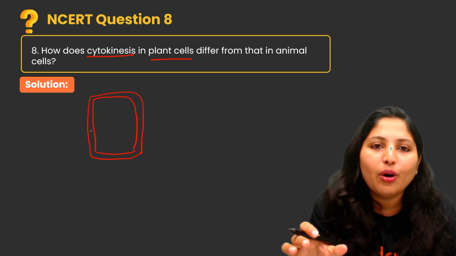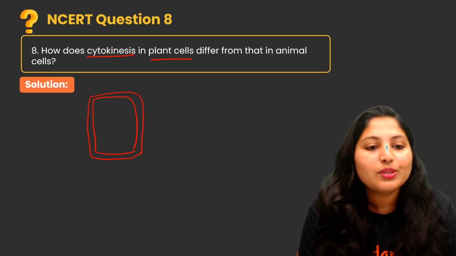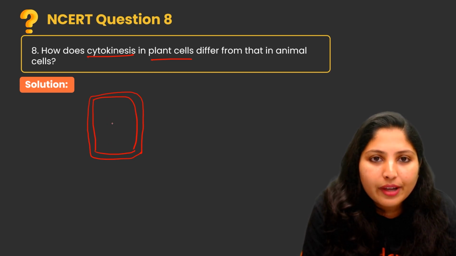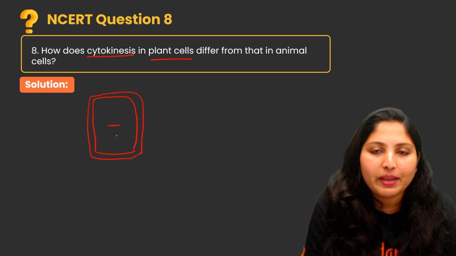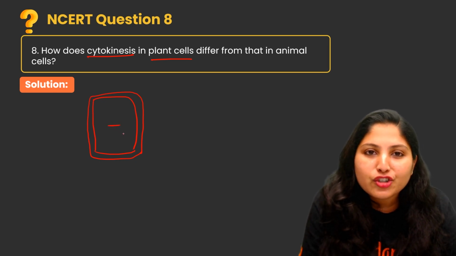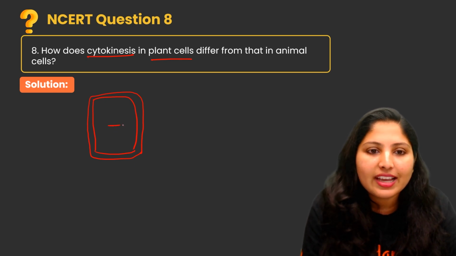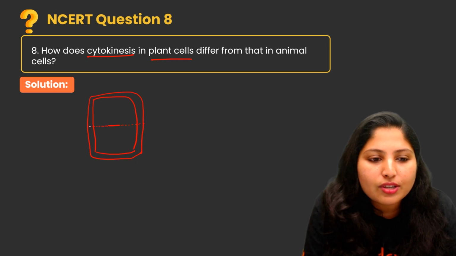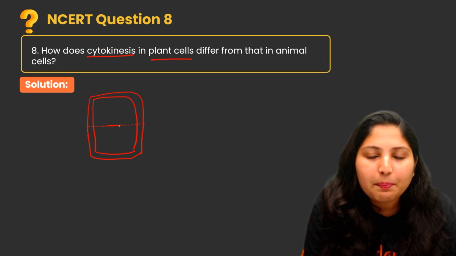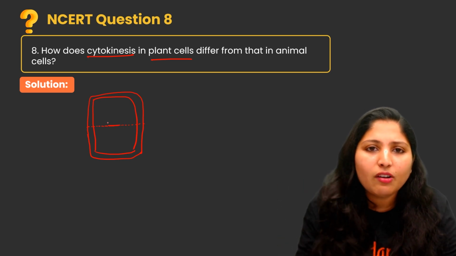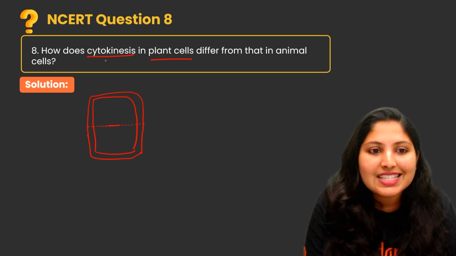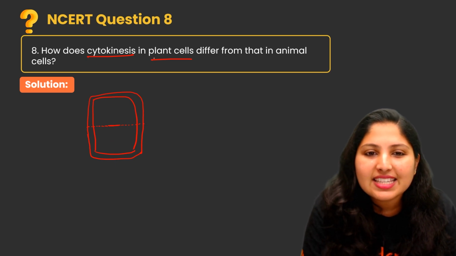There is no means of furrow forming. So that's why, at the center of the cell, a cell plate forms, which is made up of calcium pectate. This cell plate moves outward and reaches the cell wall, dividing the cell into two. So this is known as cytokinesis in the plant cell.